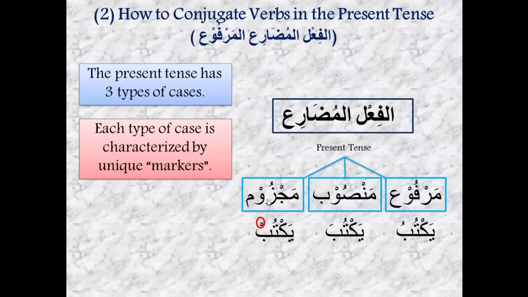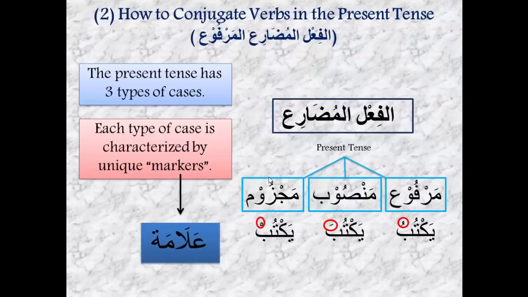Next, we have yaktuba with a fatha. The fatha in this case would be the marker for the mansub. And finally, we have yaktubu with a dhamma on the end. A dhamma would be the unique marker for the marfu'. The Arabic word for marker is alama, and we'll be talking about the different alamas for all of these different cases in much more detail in future lessons, inshallah. I just want to point you to the fact that these markers exist, and I want you to pay attention to the variability.